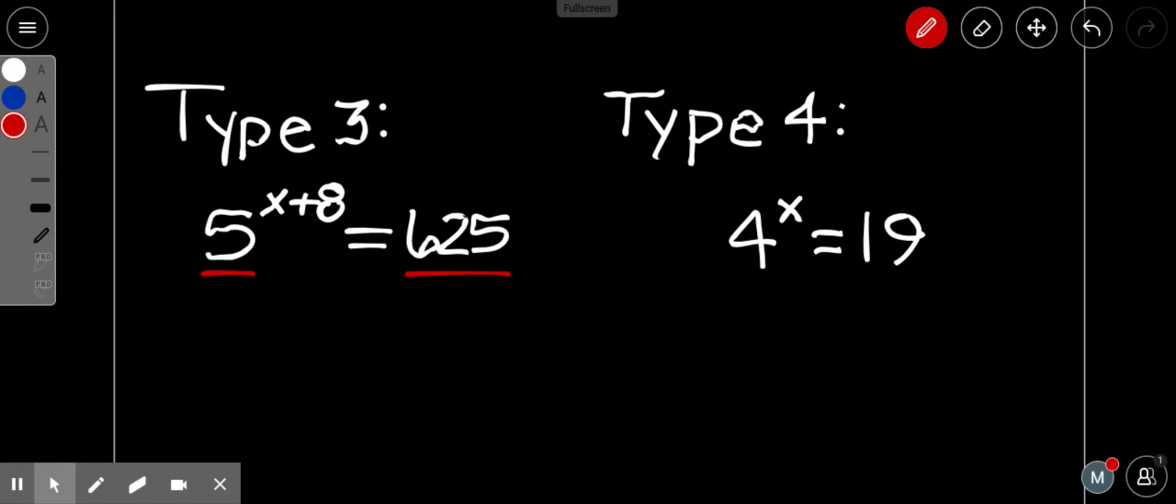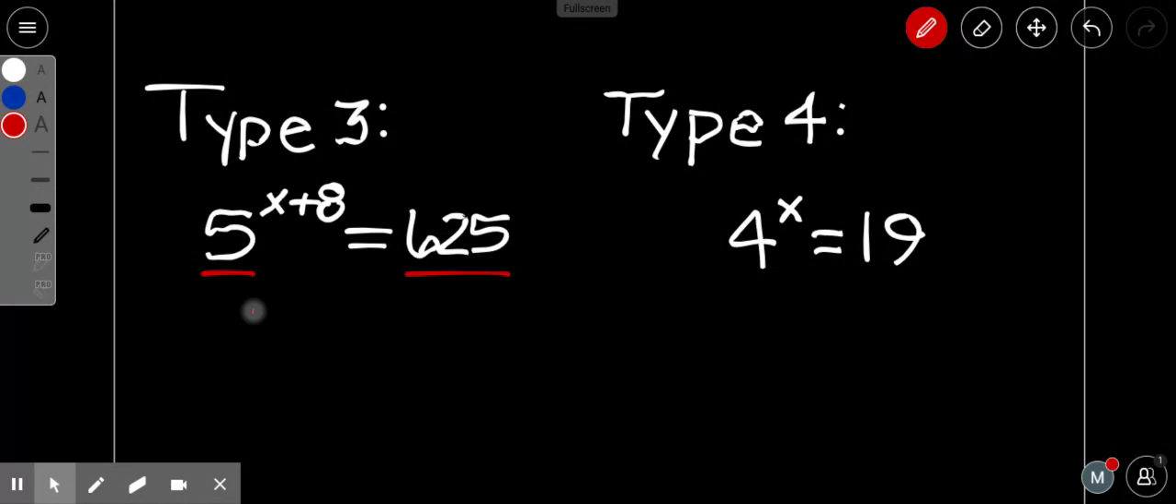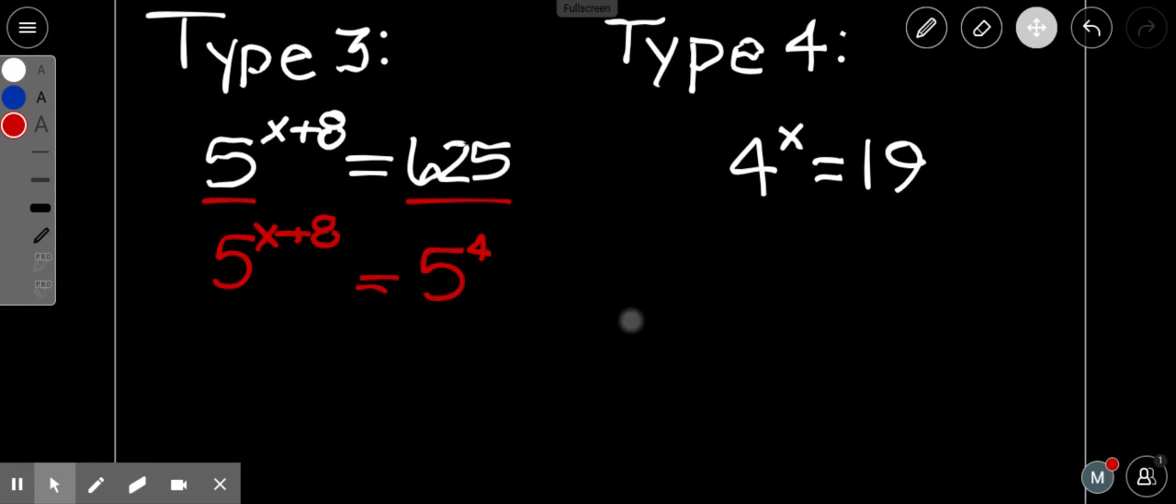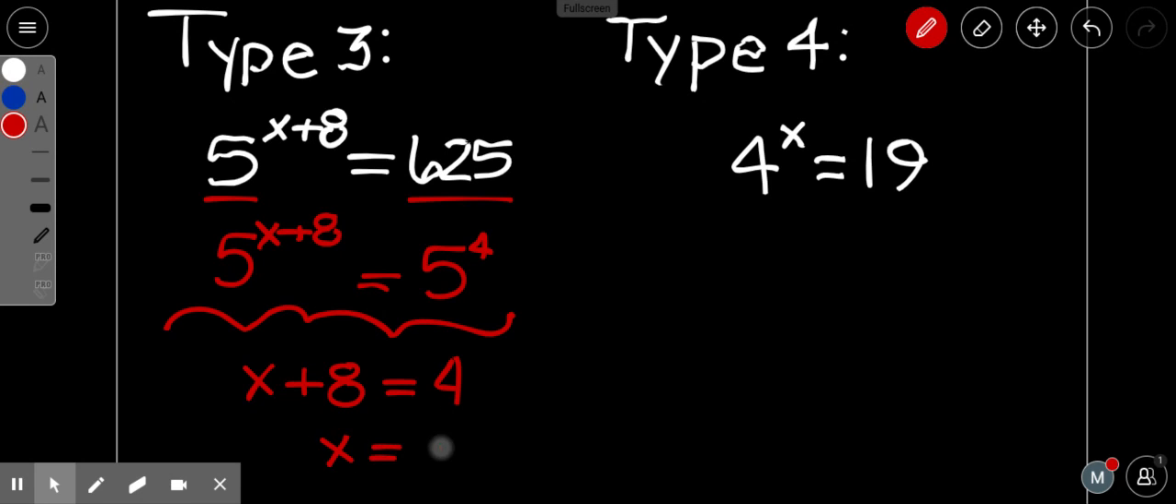Moving on. Our type 3 is where we don't have any logarithms at all showing, but instead we have two bases, and those two bases are in the same factor family. So rewriting them both so they have the same factor family, we would have 5 to the x plus 8 is equal to, now 625 is in the 5 family, and that would be 5 to the 4th. Now that we have that, we can do a little bit of Ant-Man here and zoom on down to the exponent level, and we would get x plus 8 equals 4. And subtracting 8 from both sides, x equals negative 4.